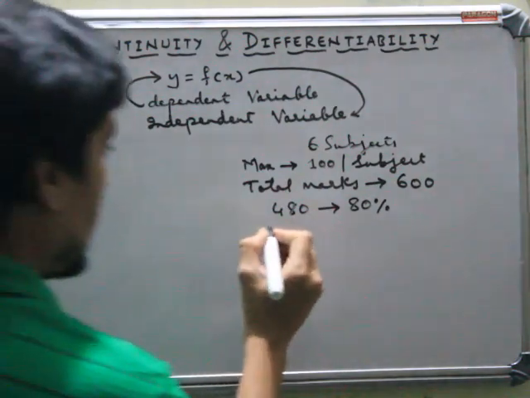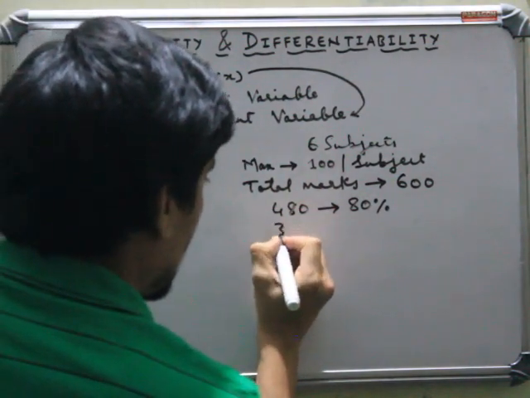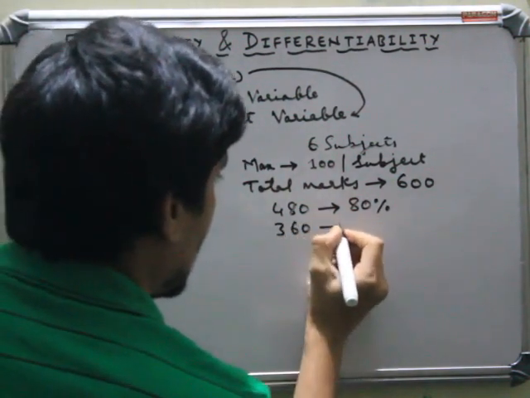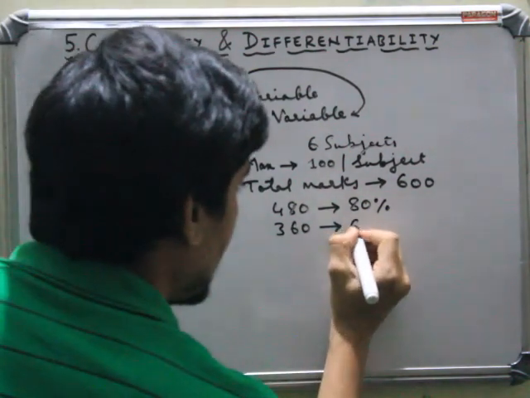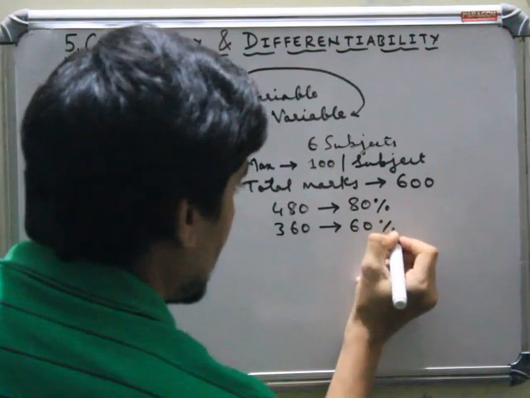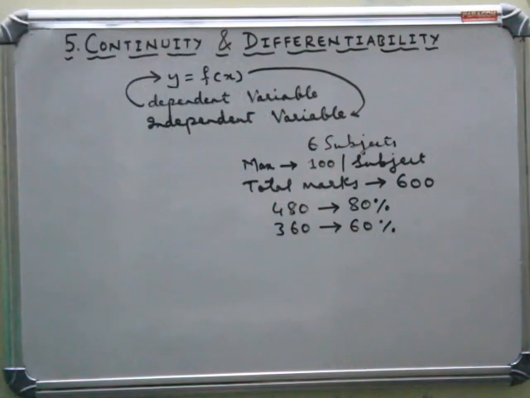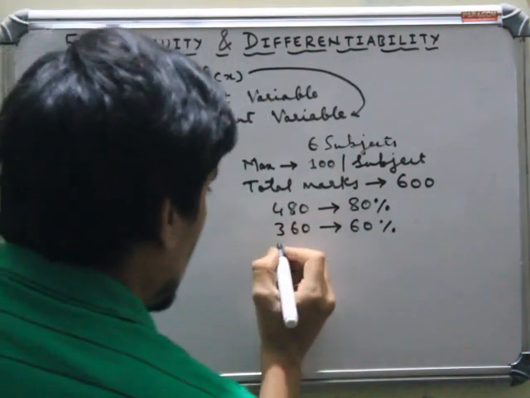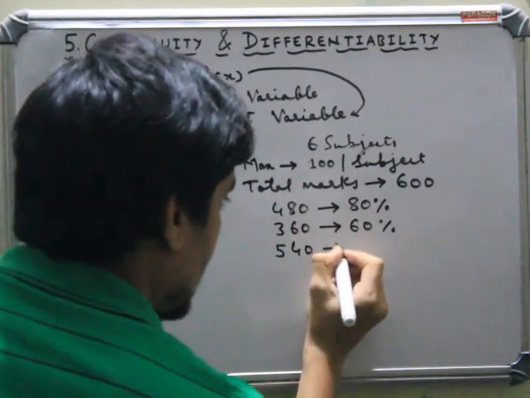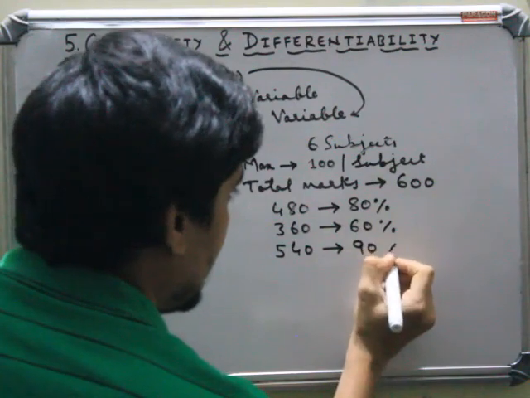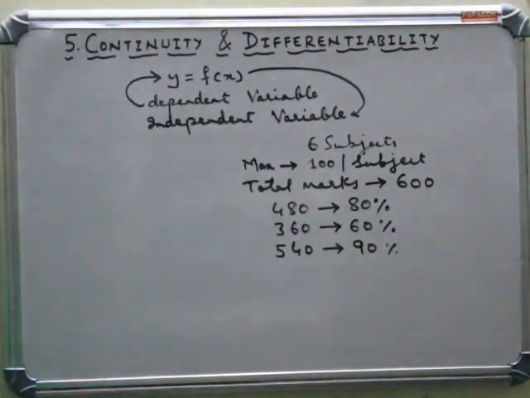If you score 360 marks, your percentage will be 60%. If you score 540 marks, your percentage will be 90%. Now observe these things.